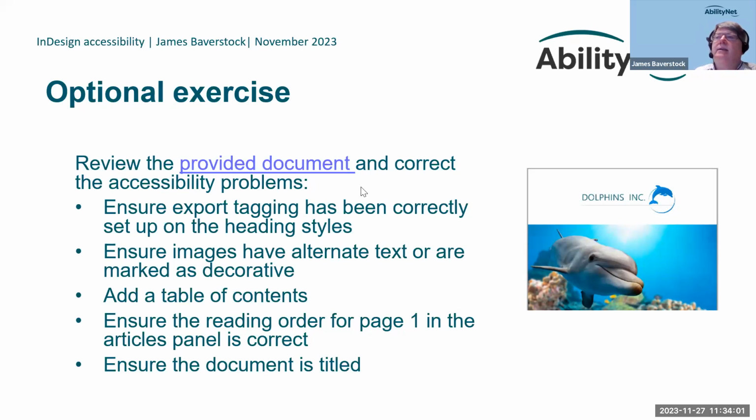So using that exercise, you can go through and see if you can work out how to ensure that the export tagging has been correctly set on the heading styles, and ensure all the images have alternate text or have been marked as artifacts, as decorative. You can potentially add a table of contents to that, ensure the reading order for page 1 in the articles panel is correct, and ensure the document is titled.